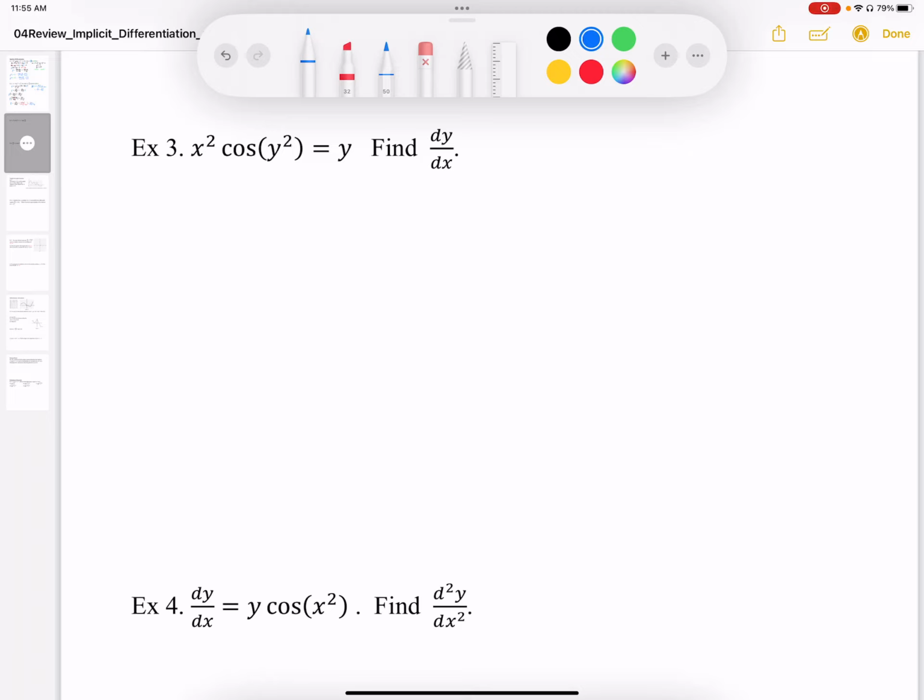Example 3, we're going to differentiate this again. Again, we need to keep in mind that there is a product rule here. So we're going to make sure we apply product rule. So when I differentiate this, I'm going to differentiate the x. So I get 2x times cosine of y squared plus x squared. The derivative of cos is negative sine.